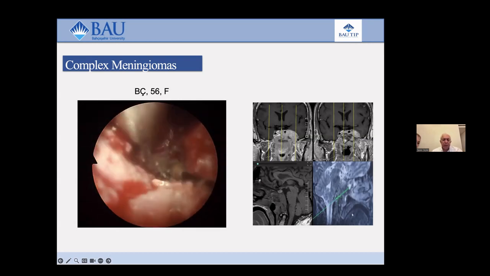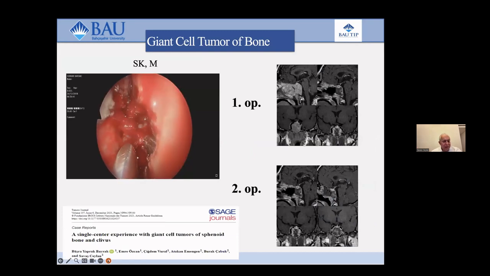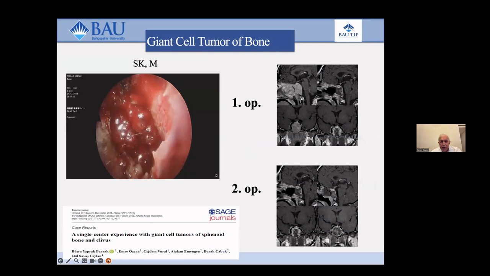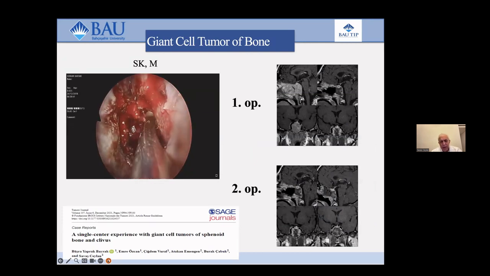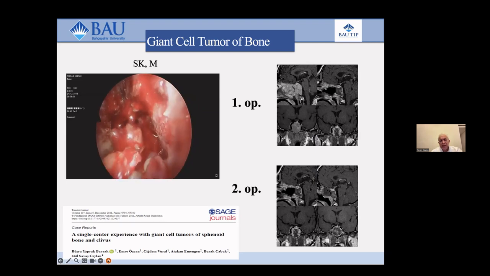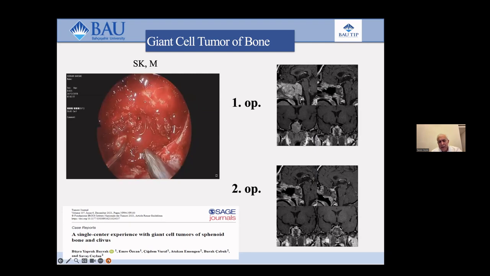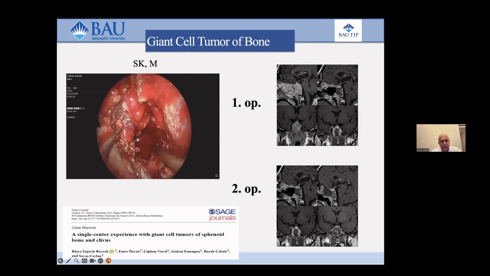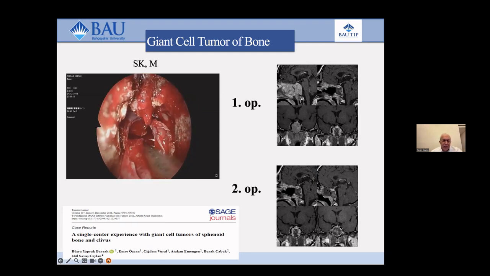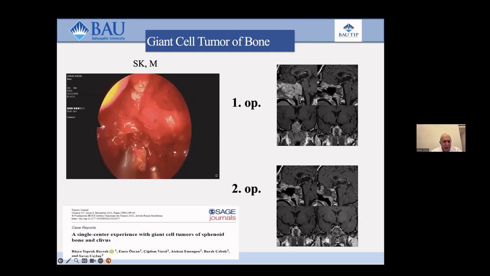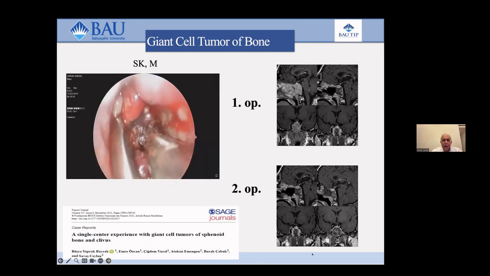The other pathologies, giant cell tumor. This is a very interesting tumor. This tumor is very hemorrhagic. You can encounter massive hemorrhage and bleeding. In this case, therefore, we stopped the first operation. This patient was embolized. After embolization, this patient was operated on again, and this tumor was removed totally.